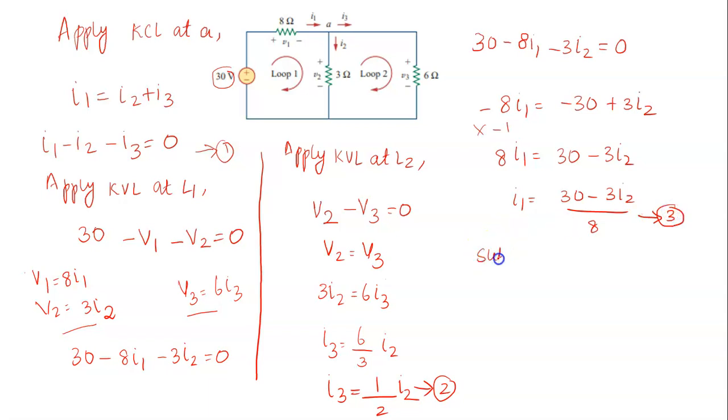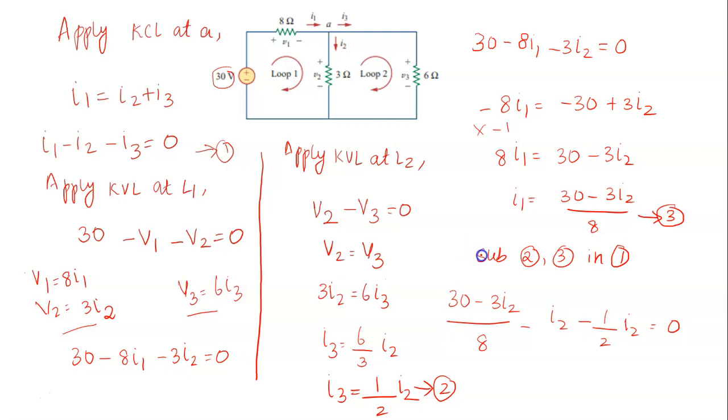So we are going to substitute equations 2 and 3 in 1. That is, we are going to substitute the values of I1 and I3 in this particular equation, which we found using KCL. So it can be written as (30 minus 3I2) by 8 minus I2 minus 1 by 2 I2 is equal to 0. Now we understood, right? We took I1 and I3 in terms of I2 so that we can find the value of I2, and later we can substitute in the particular equations to find the various current values.